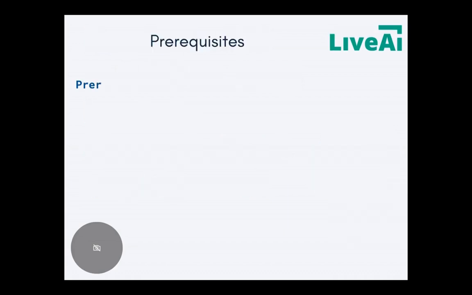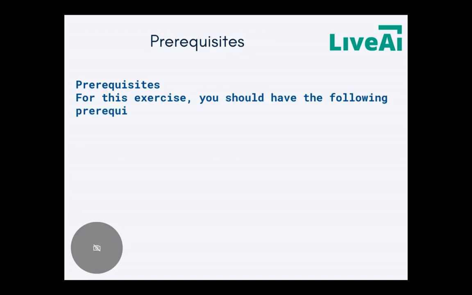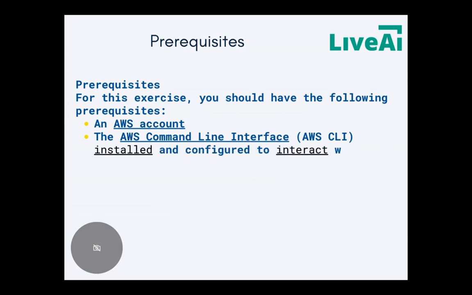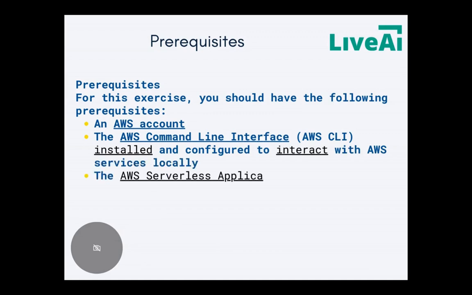So let's look at the prerequisites. You definitely need an AWS account and the AWS command line interface. You have to install this on your local system, and you can configure it with the AWS service. It's best to install it on your local system, and you can also access this from VS Code. You also need the AWS Serverless Application Model, or SAM.